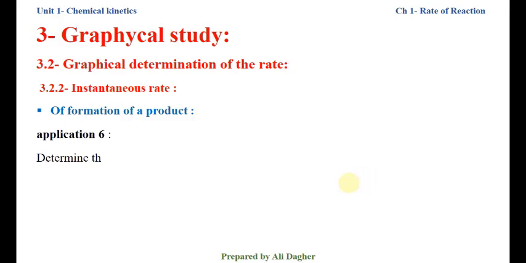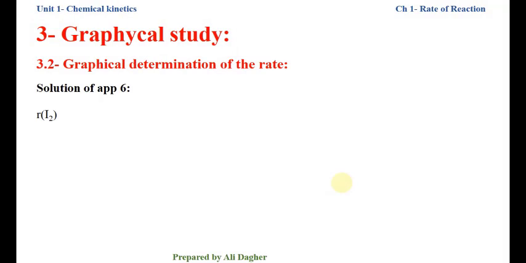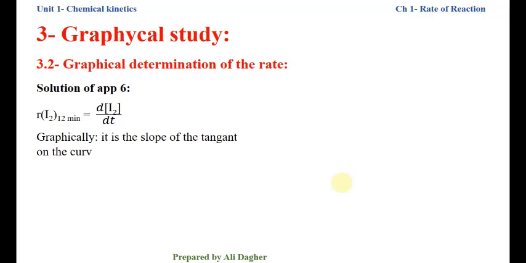Application: determine the rate of formation of I2 at the instant t equals 12 minutes. The rate of I2 at 12 minutes equals d concentration of I2 over dt. This is the definition. Graphically, it is the slope of the tangent on the curve concentration of I2 = f(t) at the point of abscissa 12 minutes.